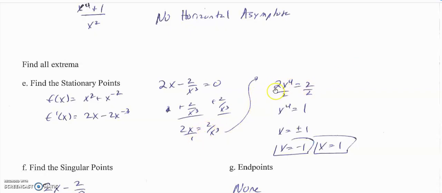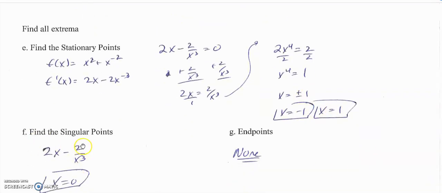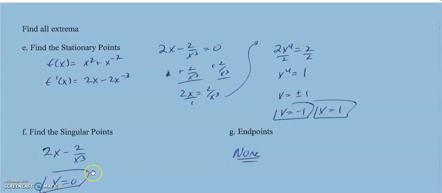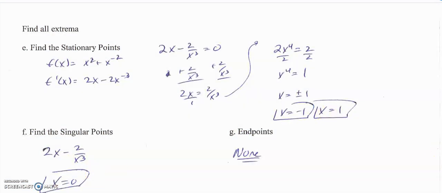2x to the 4 equals 2. Divide both sides by 2. x to the 4 equals 1. Therefore, x equals plus or minus 1. So you have two possible, negative 1 and 1. Singular points: what would make the derivative undefined? 0. And endpoints, none were given. So we have 0, negative 1, and 1.